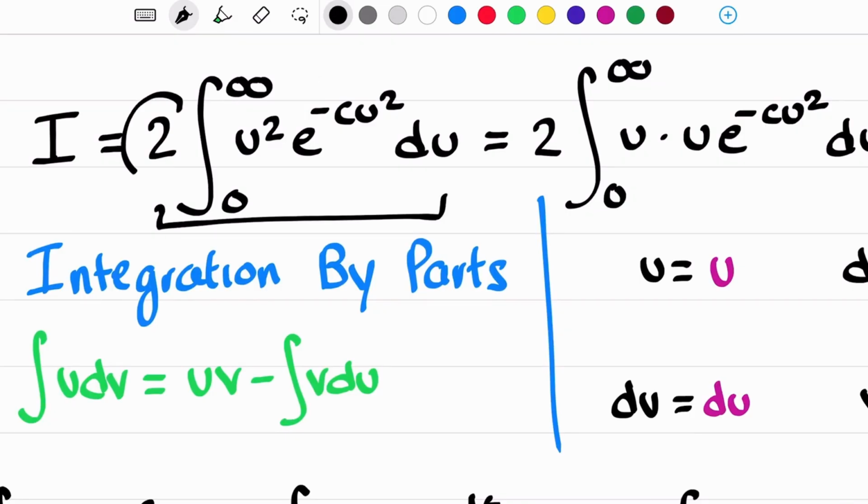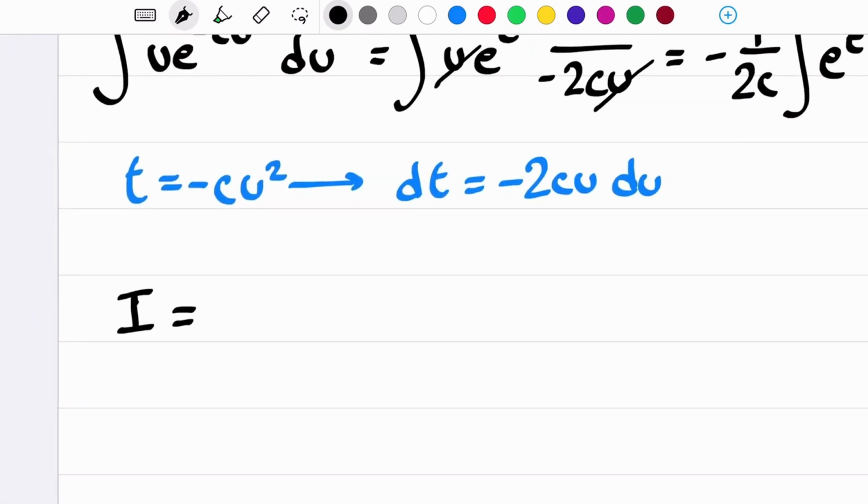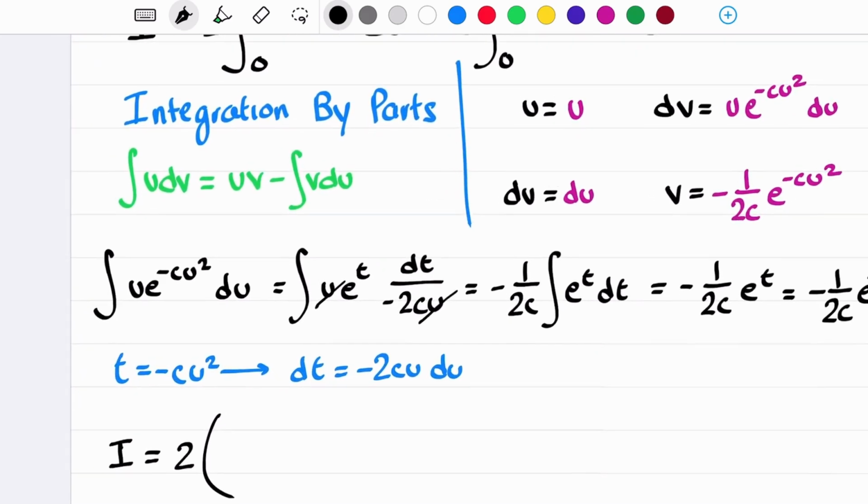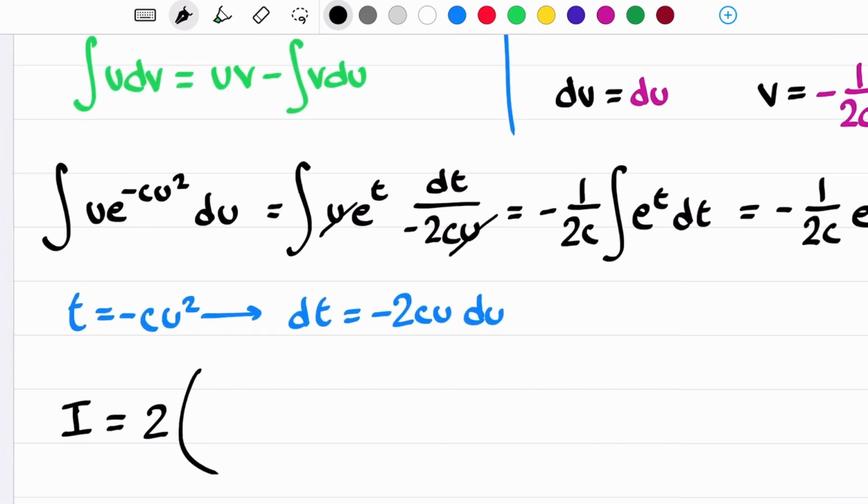However, there's still a constant of 2 out front, and we cannot forget about that constant of 2. So I'm going to multiply our entire integration by parts thing by 2. I'm going to bring that 2 down, just so we don't forget about it. And it's going to be 2 times this, which is how we integrate using by parts.